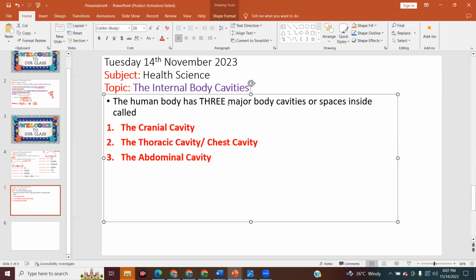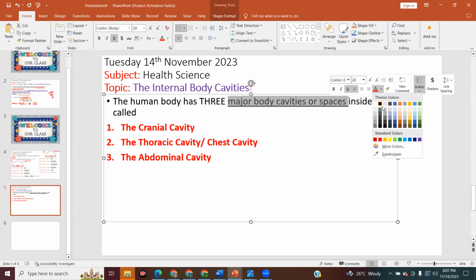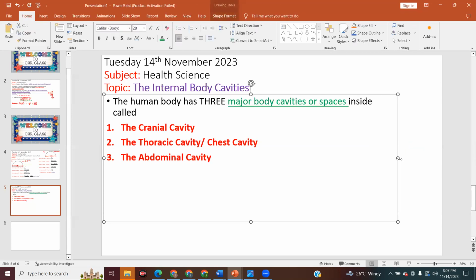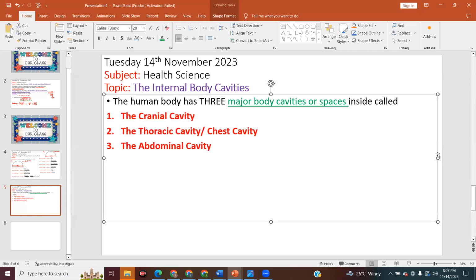Please write this down because I will be holding you accountable to this information. As you know, you're going to have a test on it on Thursday, on test day. Again, please write this down. So a cavity is basically a space.